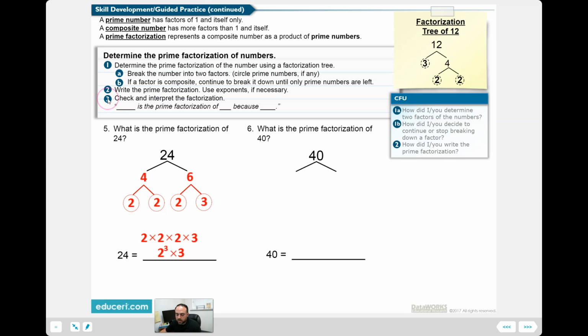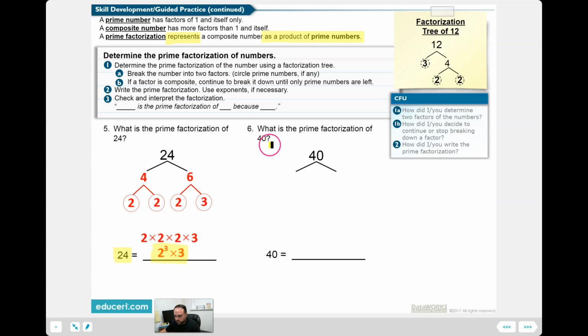Step 3. Ready, read. Check and interpret the factorization. Let's read our final statement using the information from the page. 2 to the third power times 3 is the prime factorization of 24 because it represents 24 as the product of prime numbers.